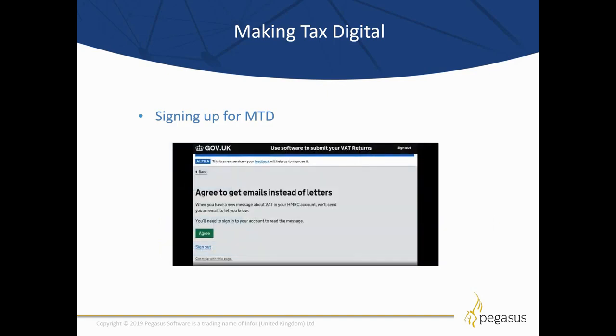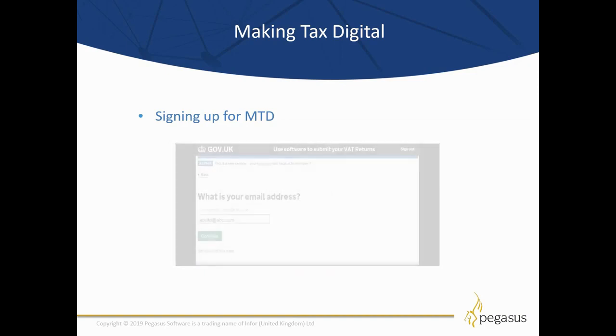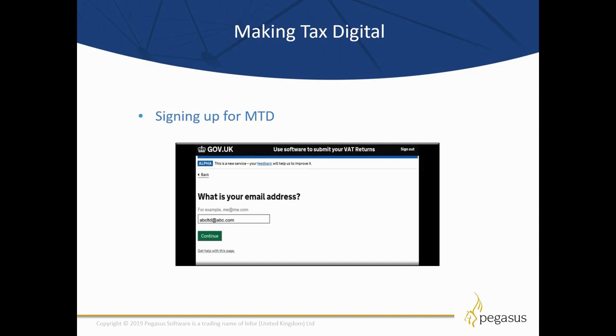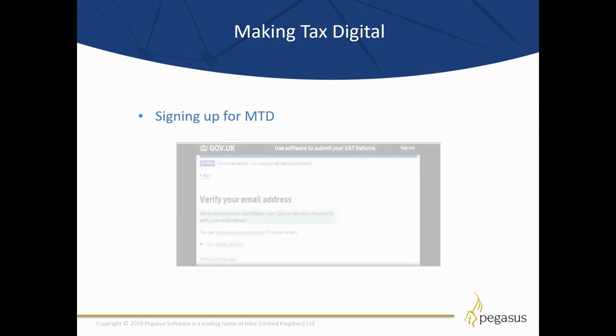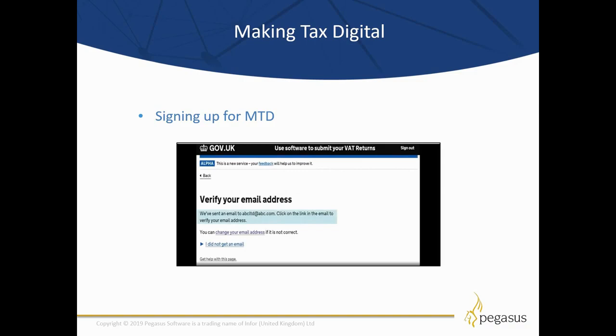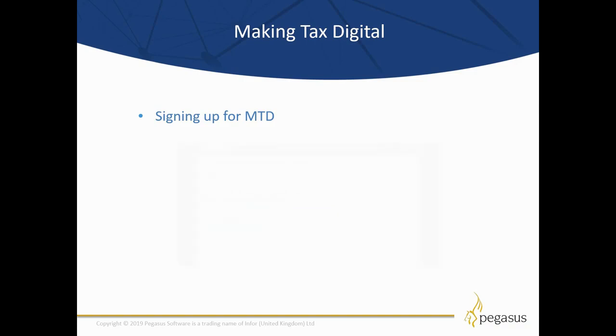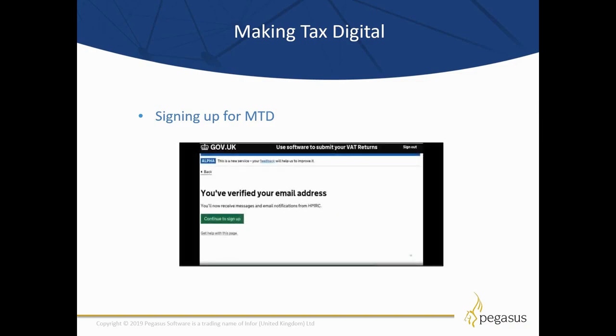Next, you will need to agree to get emails instead of letters. You have to agree to go paperless and receive emails about your VAT account to complete the sign-up process. They will send you emails when there are messages about VAT in your HMRC digital tax account. Obviously, you'll need to enter your email address. They will then send you an email. Click on the link in that email to verify that this is your correct email address. They will then confirm that this has been verified as your email address, at which point you can then select the Continue to Sign Up option shown in green on this slide.